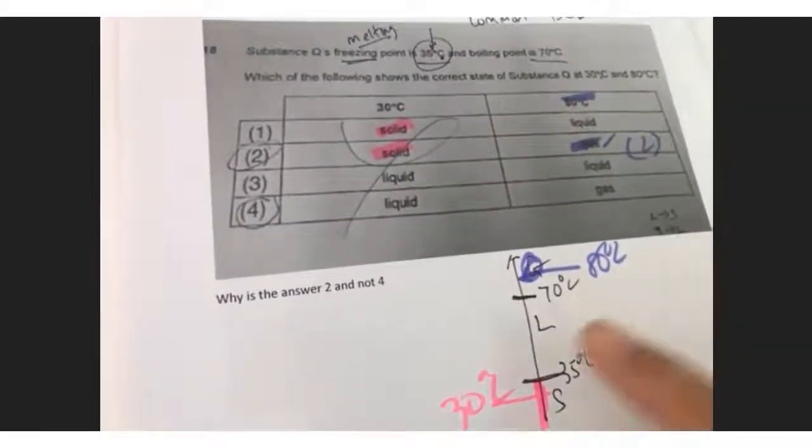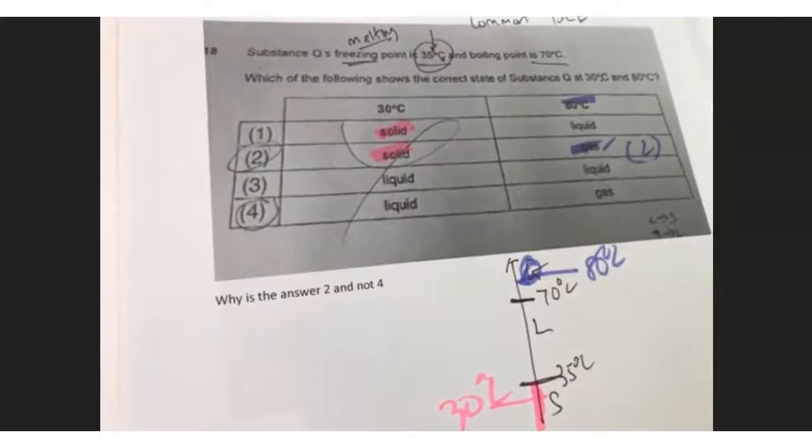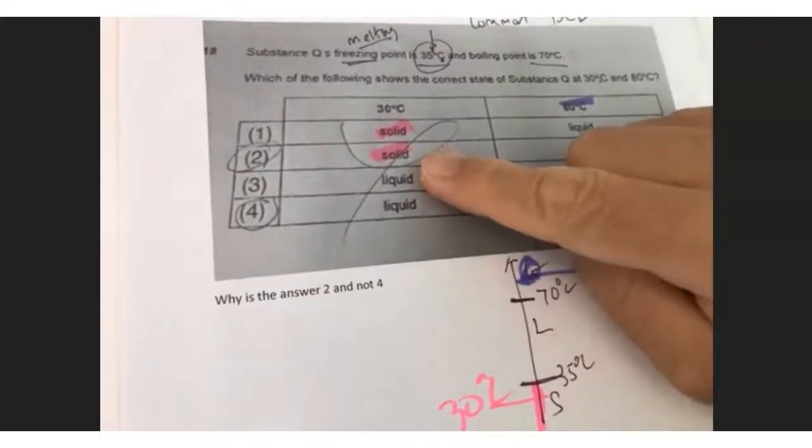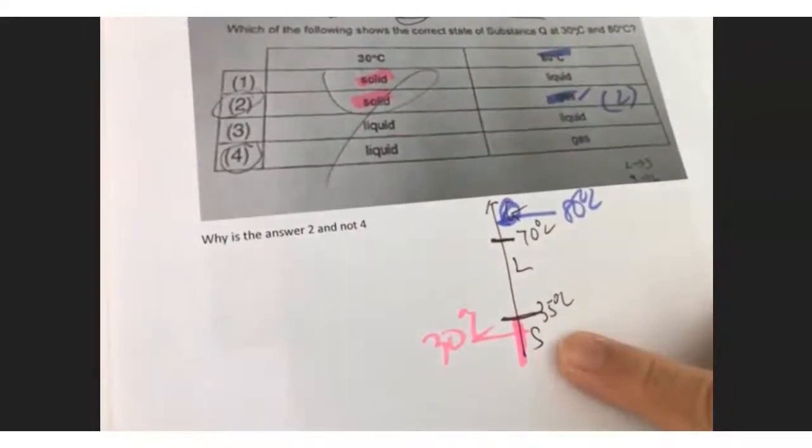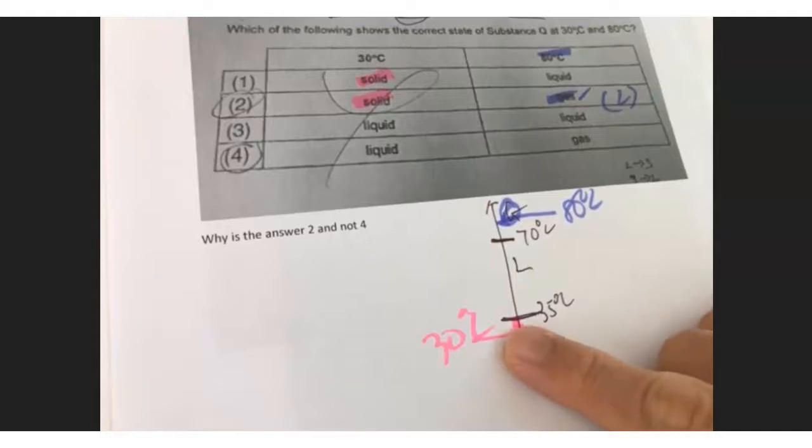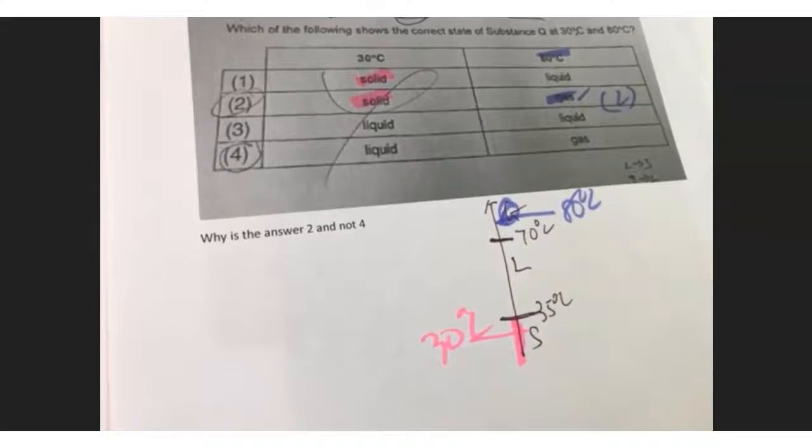Okay, the question the child asked me is, why is the answer not 4? Well, I already explained why it has to be a solid state at 30 degrees Celsius. It is below the melting point, so it stays as a solid. It cannot be a liquid at 30 degrees Celsius because this substance does not melt until it hits 35 degrees Celsius. Now let's go on to the next question.